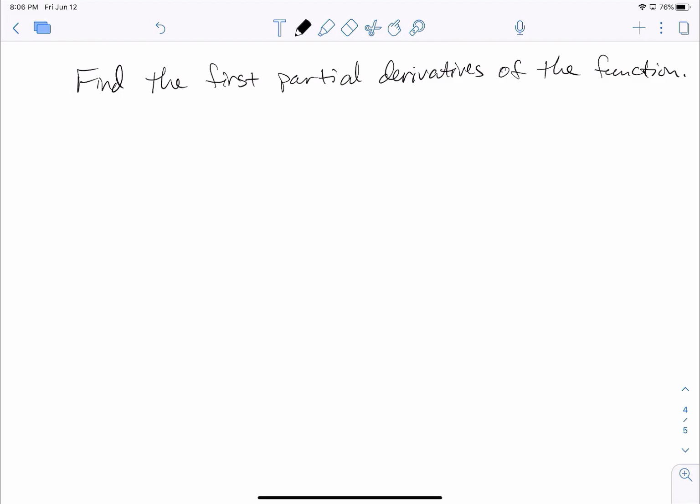We're going to find the first partial derivatives of the function f of x, y, z is equal to xy squared e to the negative xz. Of course, these are partial derivatives because we have more than one input variable, and in this case we have 3. That means we need to consider the partial of f with respect to x, the partial of f with respect to y, and the partial of f with respect to z.